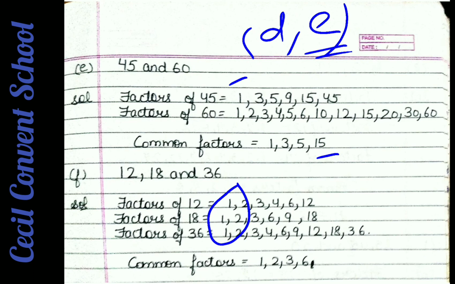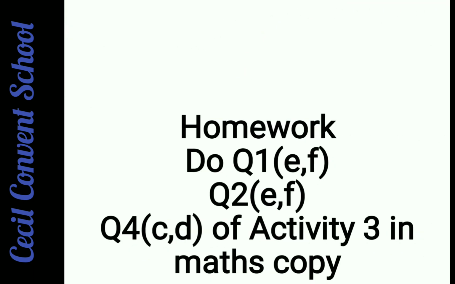After 1, 2 is present in all 3 numbers, so you write 2. Now see 3. 3 is present in all these numbers, so you write 3. Now see 4, it is present in only 2 numbers, so you will not write it. Clear? So after 4 you will see 6 is present in all these numbers, so you write 6. Clear? So these are all the common factors of 12, 18 and 36. Clear students? Now this is your homework which you have to do by yourself in the maths copy. Clear?